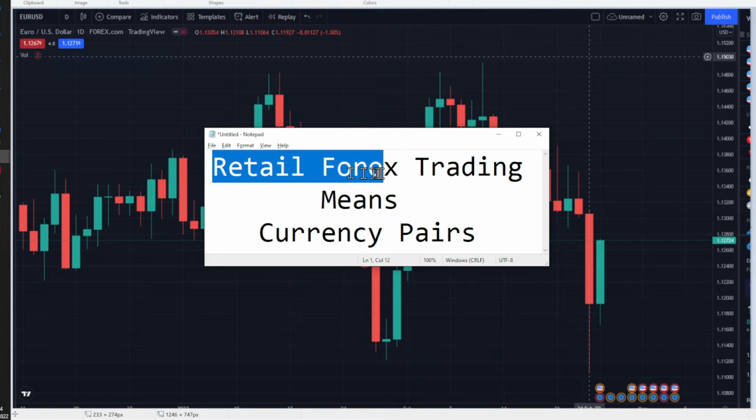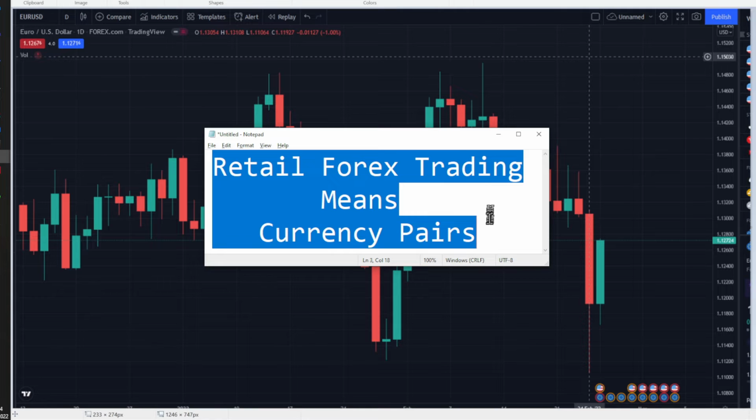When we're talking retail Forex trading, you have to start thinking in currency pairs, which is different from our previous series on beginner day trading, where we were talking about penny stocks and things like that. You don't have your money and then buy stock or sell stock. You're talking about currency pairs.